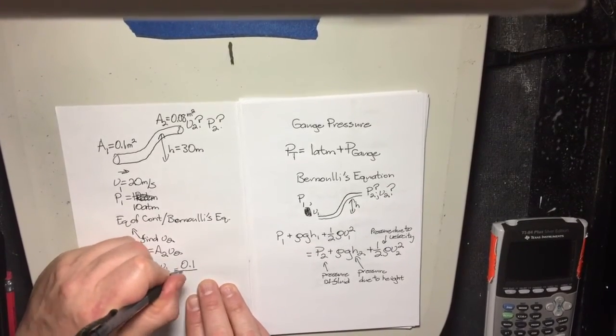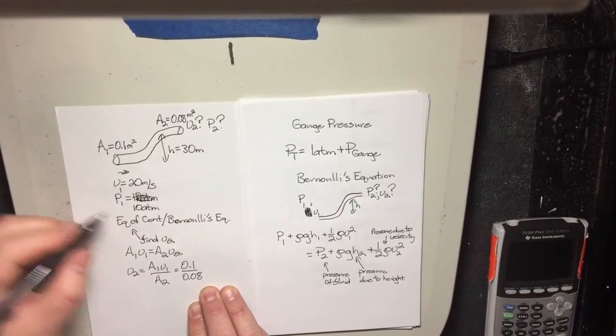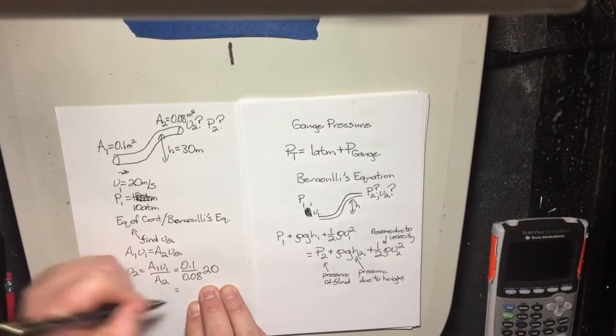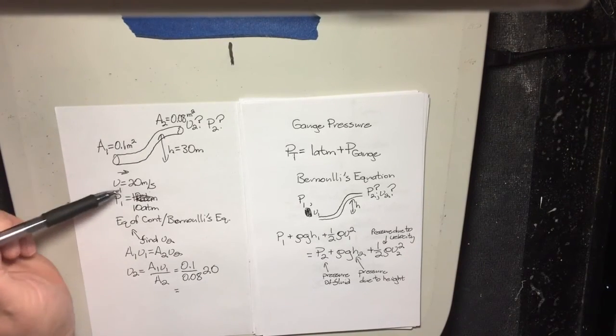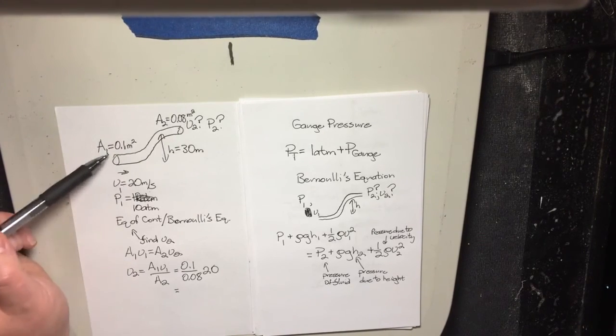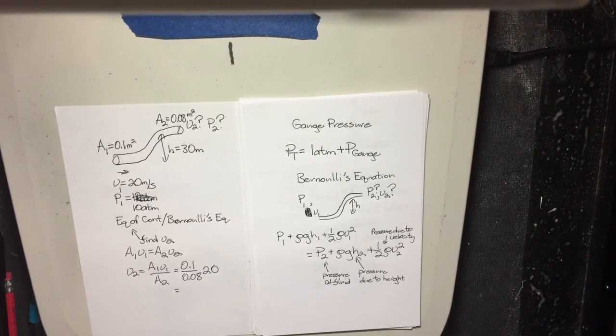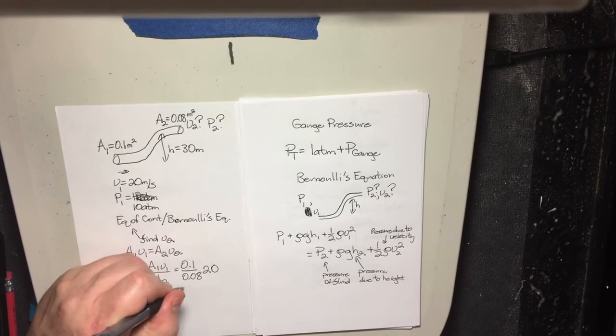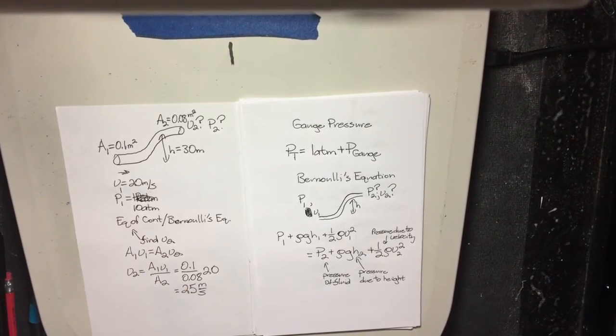A1 is 0.1, A2 is 0.08, V1 is 20. Now, truth be told, you don't have to convert the areas to square meters, because you're dividing one by the other. As long as the units agree with each other, it should be fine. And the answer is 25 meters per second. So because the area gets a little bit more narrow, the velocity of the fluid at the top of the pipe is greater.